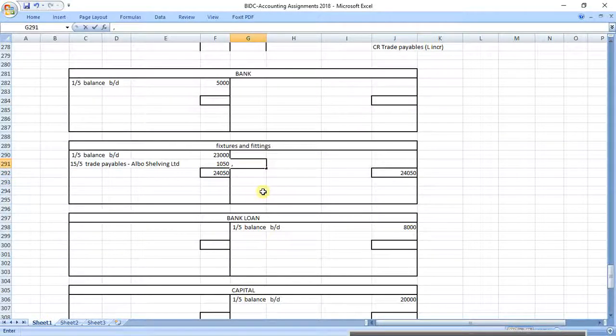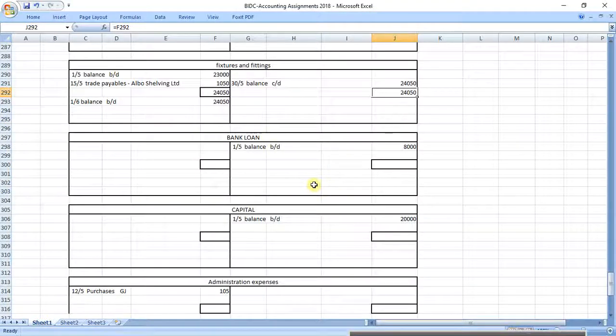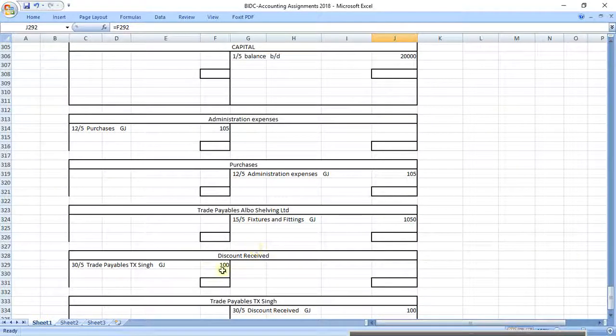Then carry down and bring down a balance. This was for the month of May. May has 30 days. So 30 May, balance carried down. Then 1st of June, balance brought down. So fixtures and fittings definitely has a balance. Bank loan, we wouldn't balance, there was just one line item there. Capital is capital, we would leave that as is. Admin expenses, that's an expense, this would have been closed off to profit and loss. Purchases would have been closed off to profit and loss. Trade payables, shelving, there's just one line item, can't balance. Discount received would have been closed off to profit and loss. Trade payables, you would have left as is. So the rest I would have left as is.